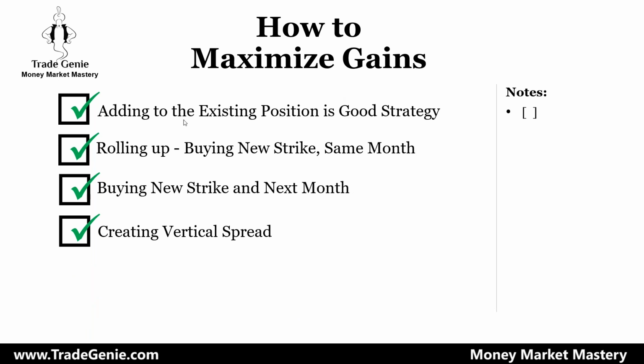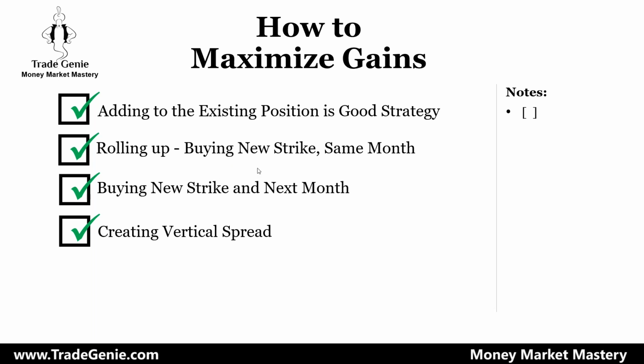How to maximize gain? Adding to the existing position is a good strategy. Adding to the existing position, even at a higher price, is good. If you bought something at 100, expecting it to go to 110, and at 103 you see it's still looking good, maybe you want to buy a little bit more at 103. You can do that. Maybe you sell that strike and buy a new strike in the same month.